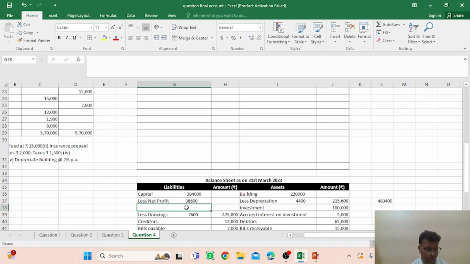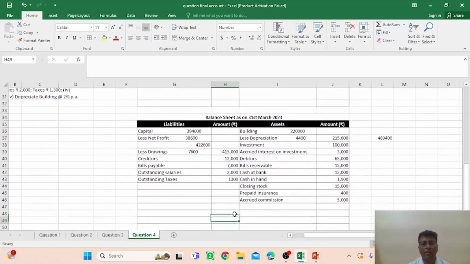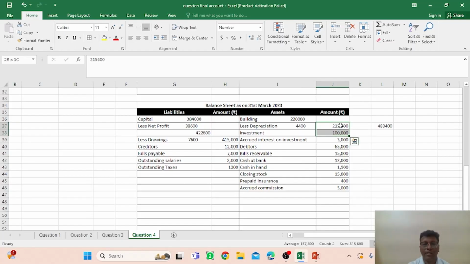3,384,000 and plus net profit, that is 38,600, and you find 422,600. And then just using this calculator, 422,600 minus 7,600, the figure is 415,000. Okay, and now we come to take the total of this side, that is 4,32,900, and if we take the total of this side, that is 4,37,300. Again, there is a particular problem, so we have to check it, right?